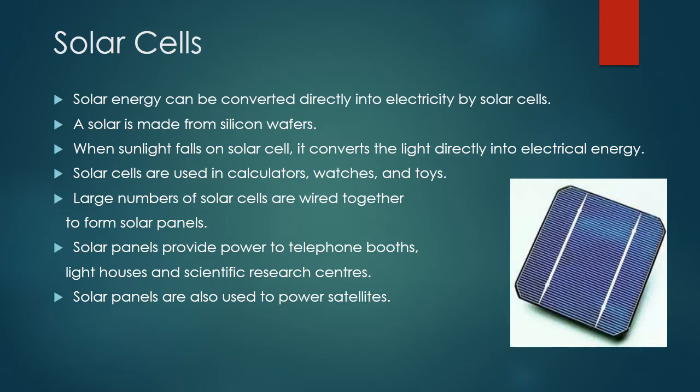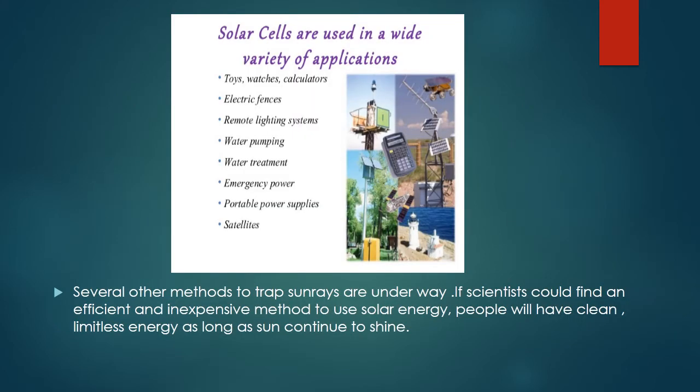Let us discuss solar cells. Solar cells are basically components of solar panels. Solar energy can be converted directly into electricity by solar cells. A solar cell is basically made up of silicon wafers. When sunlight falls on a solar cell, it converts the light directly into electrical energy. Solar cells are used in calculators, watches, and toys. A large number of solar cells are wired together to form solar panels. Solar panels provide power to telephone booths, lighthouses, and scientific research centers. Solar panels are also used to power satellites. Here, certain uses or applications of solar cells are given.